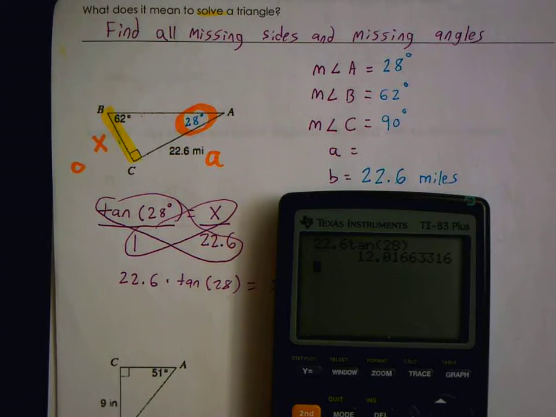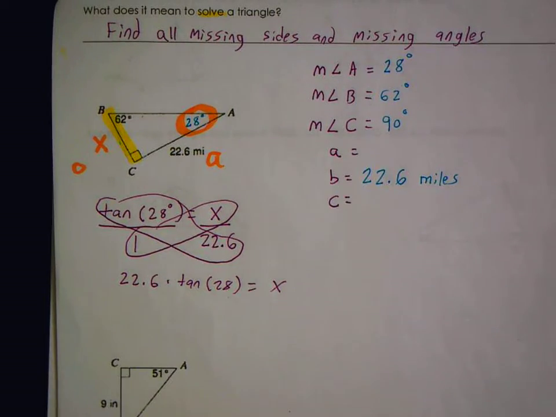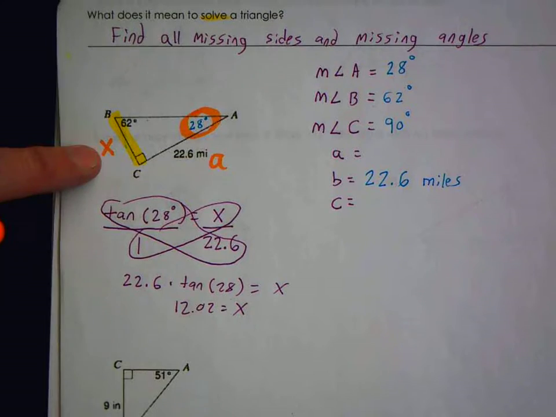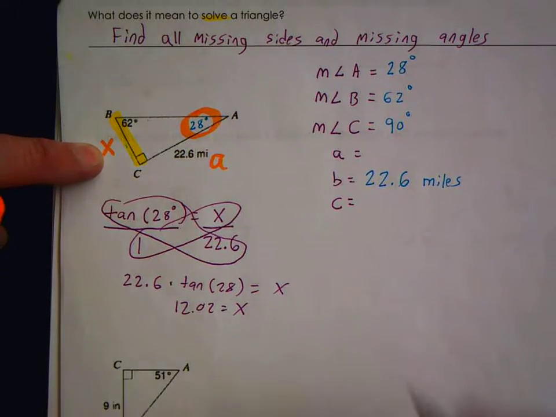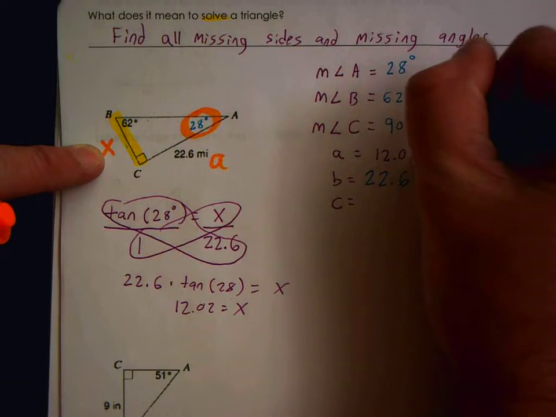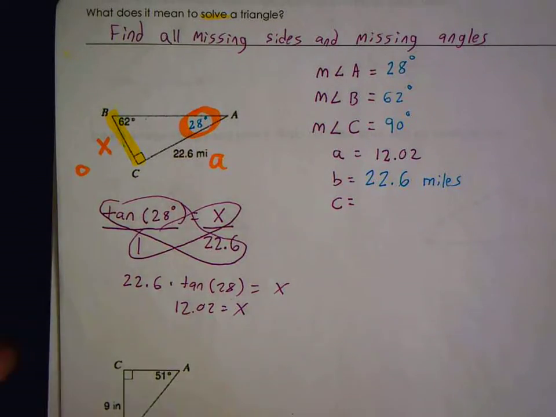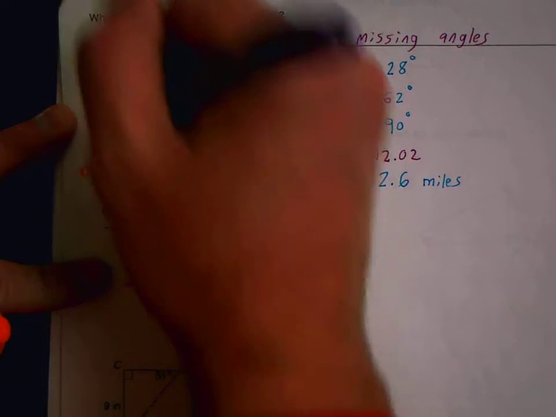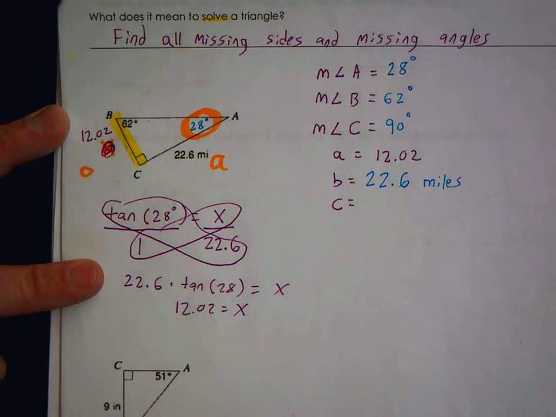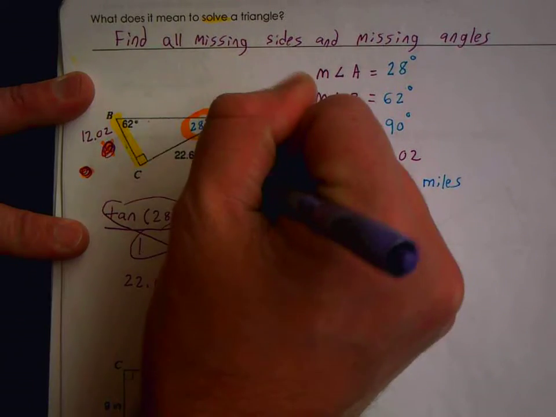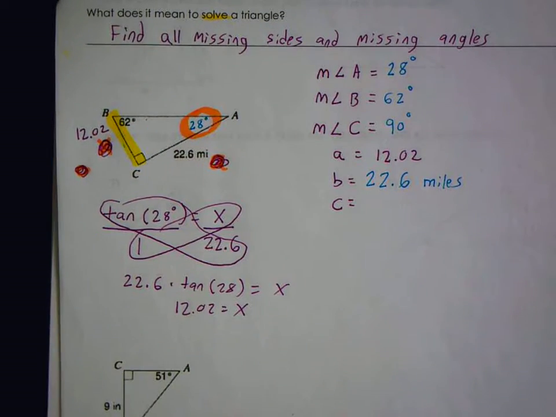12.02, and for lengths I usually round to 2 decimal places. So my x, which happens to be across from big A, so that's little a. So this is 12.02. And if I wanted, instead of x, I could put 12.02, and I'm going to get rid of my O and my A in case I want to use a different trig ratio.